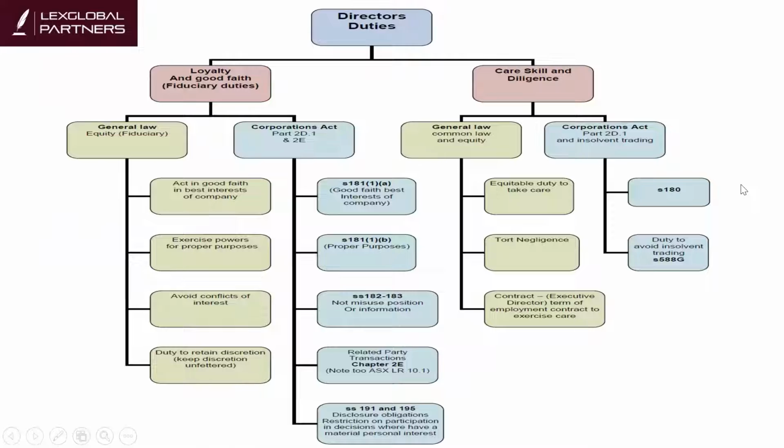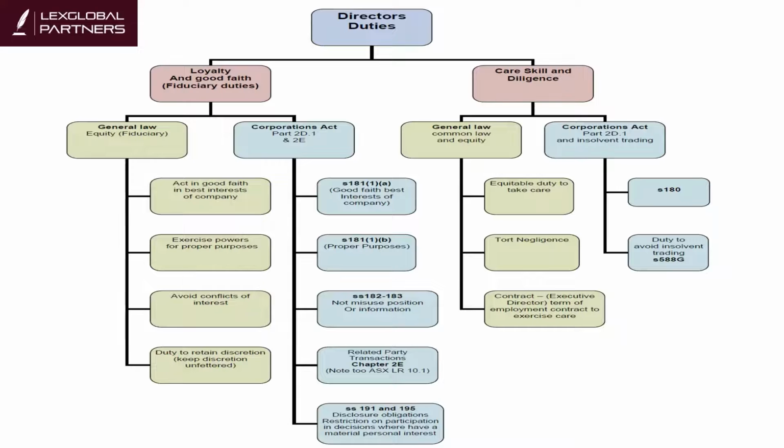As you understand, in Australia we have both common law and legislation, the statute. Directors' duties are pretty similar in both common law and the legislation, which is the Corps Act. In general law, we have loyalty and good faith, the fiduciary duty, and then we have the duty of care, skill, and diligence.